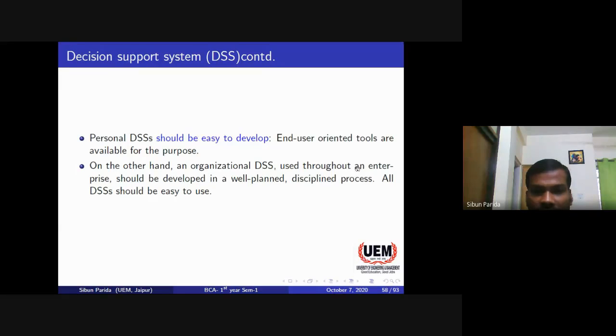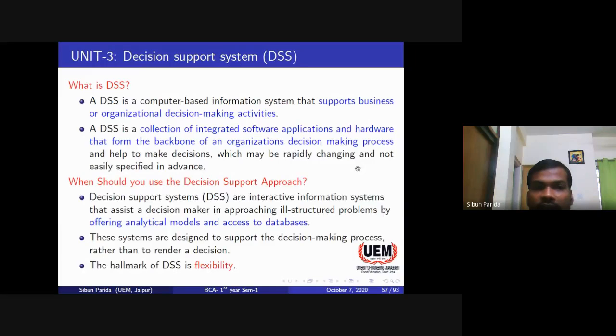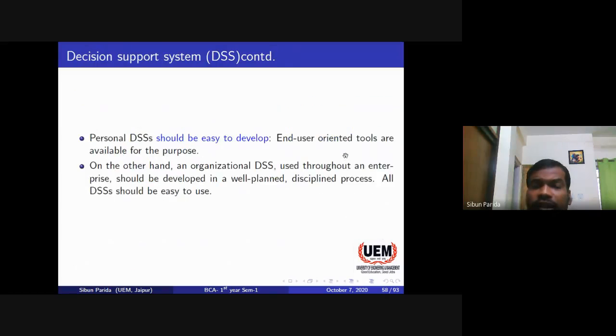So two things are taken from this information. You have to design something which is a combination of software and hardware, which is the backbone inside the organization. And it is an interactive information system which offers analytical models to access the database. And more importantly, it should be flexible so that it is easy to use for everyone.